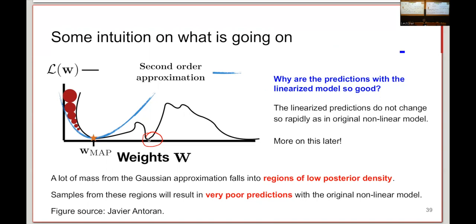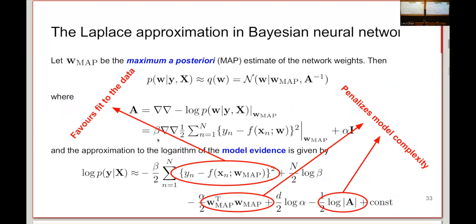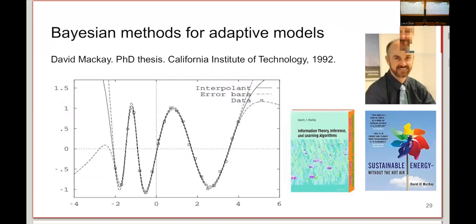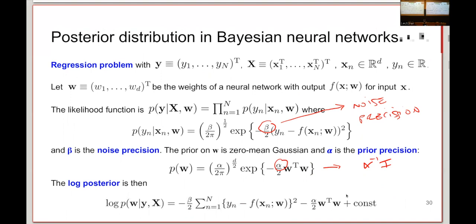Can you speak louder? When you change alpha, you will be changing the shape of this log posterior, because alpha is determining the shape. Alpha is going to change this term, so it's going to change some of the curvature, and it's going to affect the point W that you end up at.